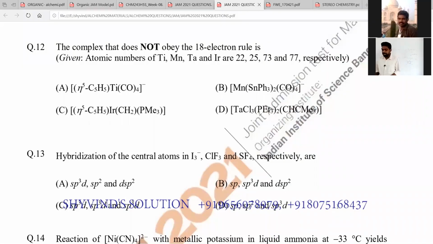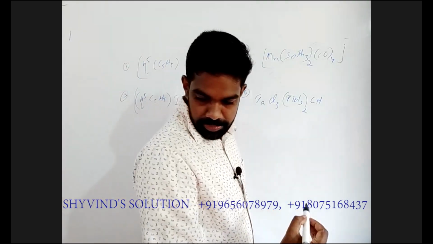Okay. The complex that does not obey the 18 electron rule is. The complex that does not obey the 18 electron rule is. That is question number 12. CpMe3.